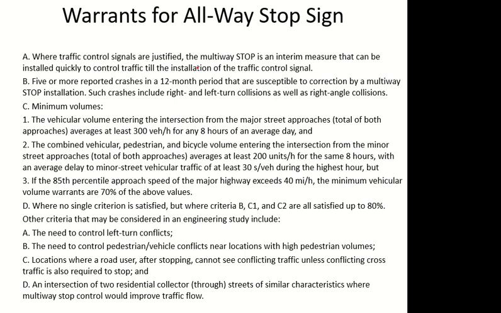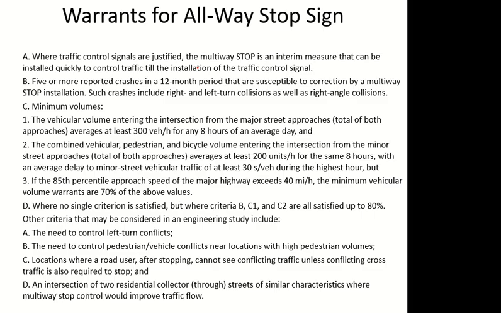The combined volume for the minor road, including vehicle, pedestrian, and cycles, does not go below 200 for the same 8 hours in which the major road volume does not go below 300. So let's say from 8 a.m. till 4 p.m. the major road volume total does not go below 300, and in the same time period, 8 a.m. to 4 p.m., the minor total volume, including pedestrians and bicycles, does not go below 200 vehicles per hour.